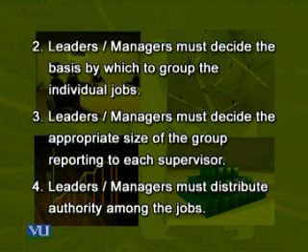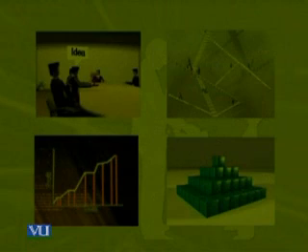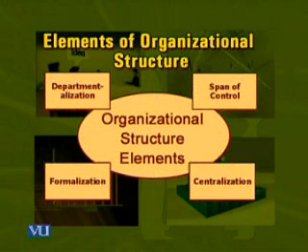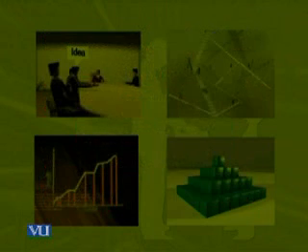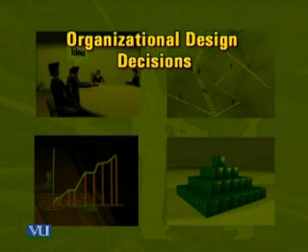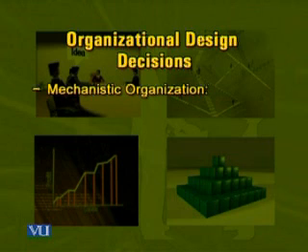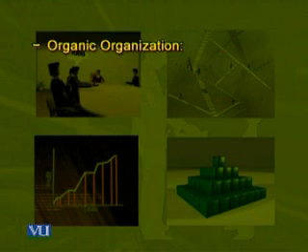And there are a few basic elements, such as the span of control, that this organizational structure can tell you. Is this a centralized or decentralized setup? What kind of formalization can be determined while deciding the organizational structure of any organization, any group, or any team? And basically, while deciding organizational structure designs, we can divide them into two basic parts. And I'm talking about, at this stage, the theoretical part. One can be mechanistic organizations, the other can be organic organizations.